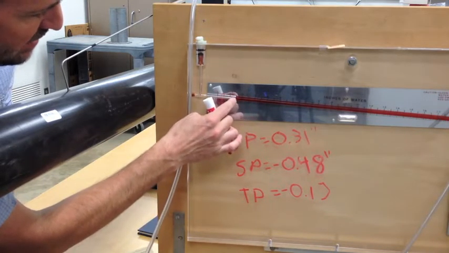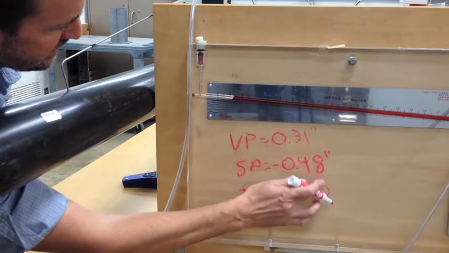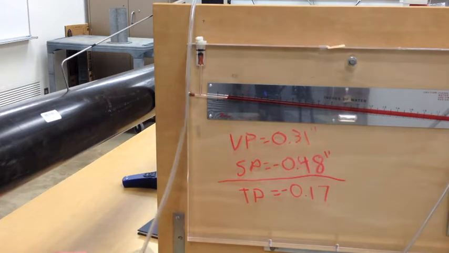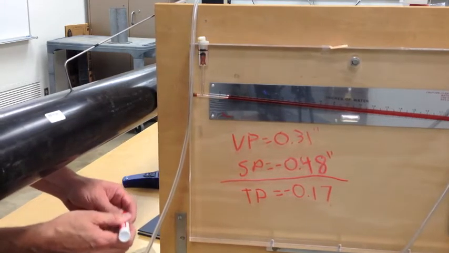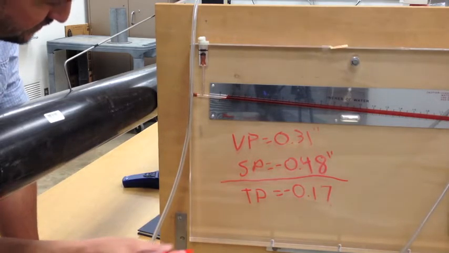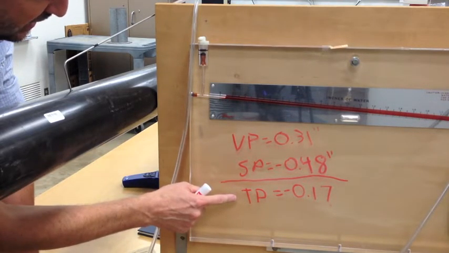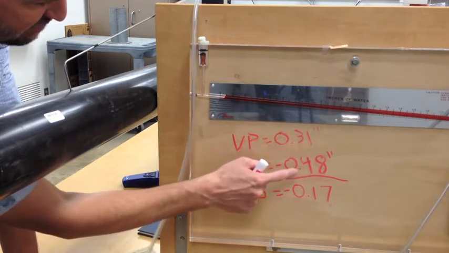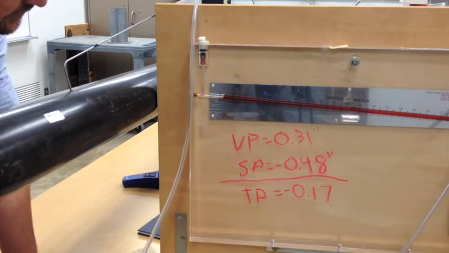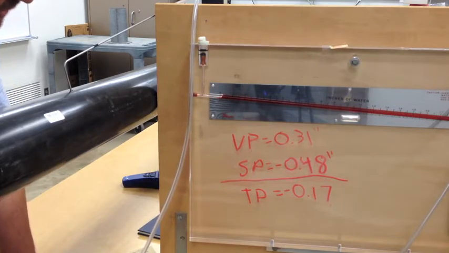Okay, so it came to about there, which is 0.17. Which is fortunate, because if we add that up, looks like everything works out today. It doesn't always work out in labs. But our total pressure equals our static pressure, which was negative 0.48, plus the velocity pressure, which was positive 0.31. So the difference between those two is 0.17.